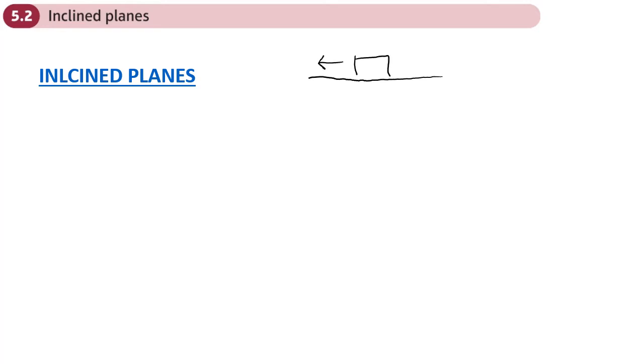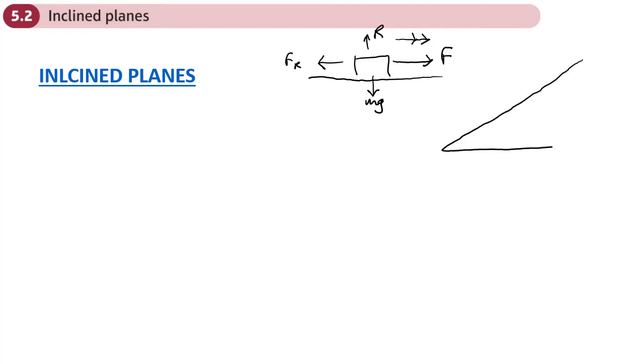Maybe we've got friction going this way. We've got a normal reaction. We have the mass going down. We have some sort of pulling force that we'll call F there. Maybe it's moving in that direction. Everything's been like that. But what if we have something like this? So something is on a slope. What do we do now?